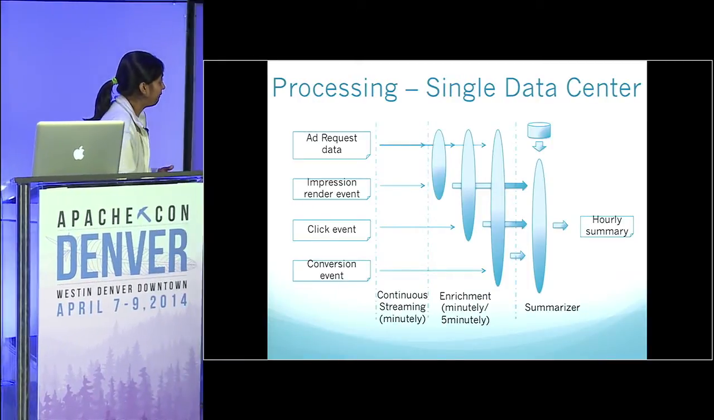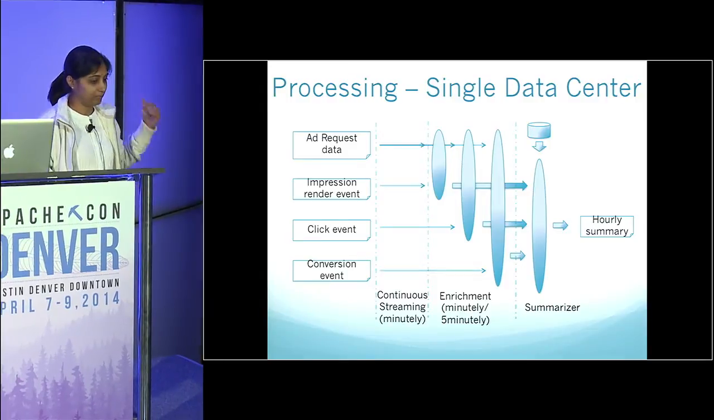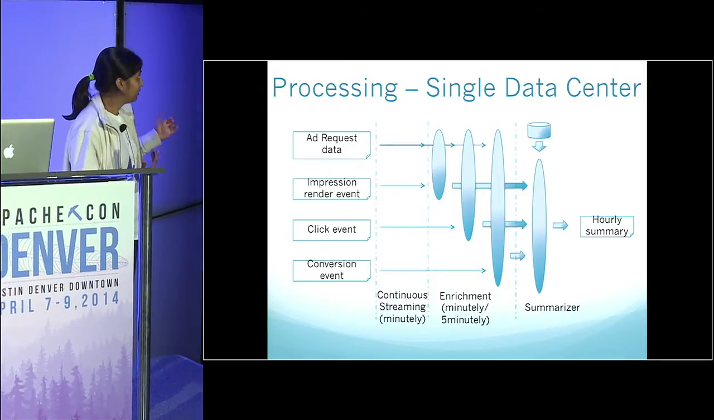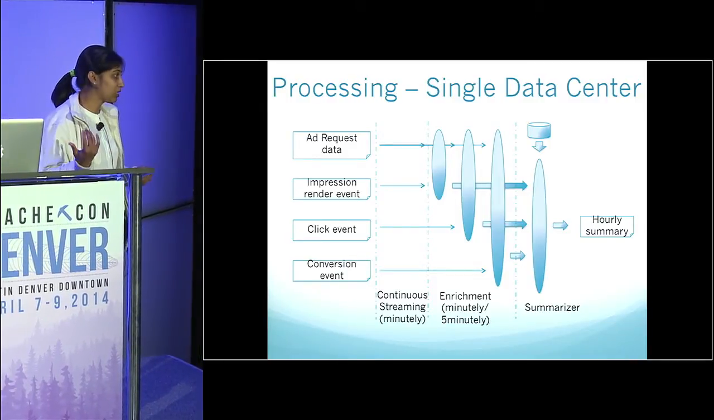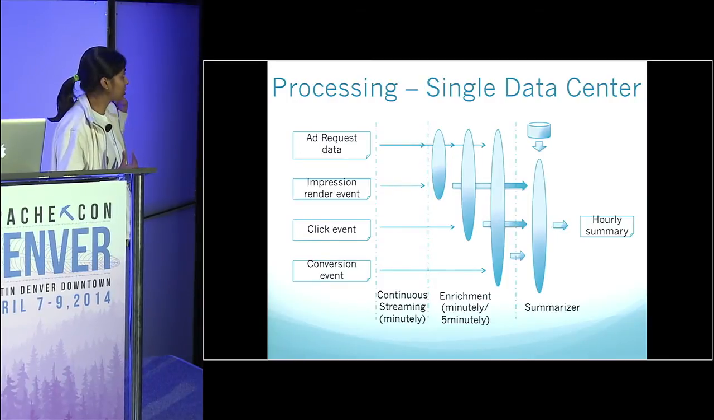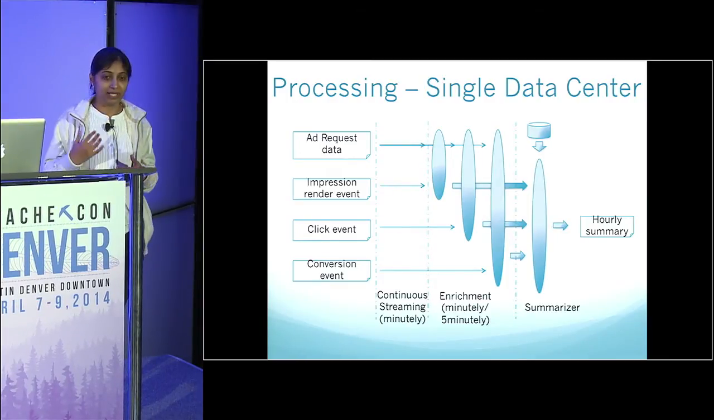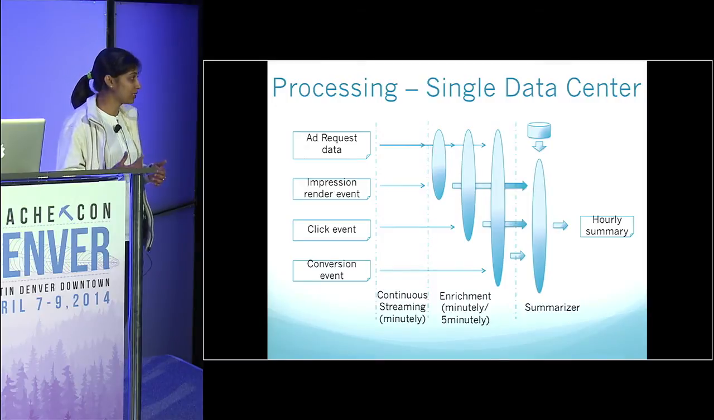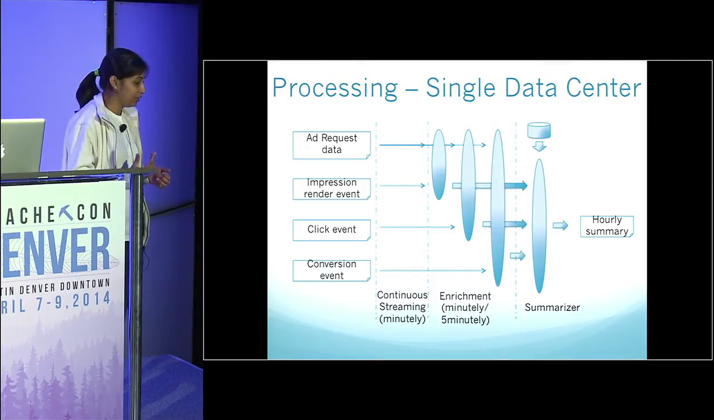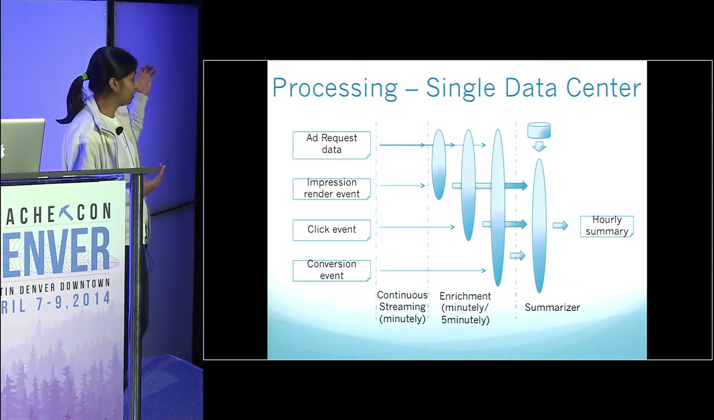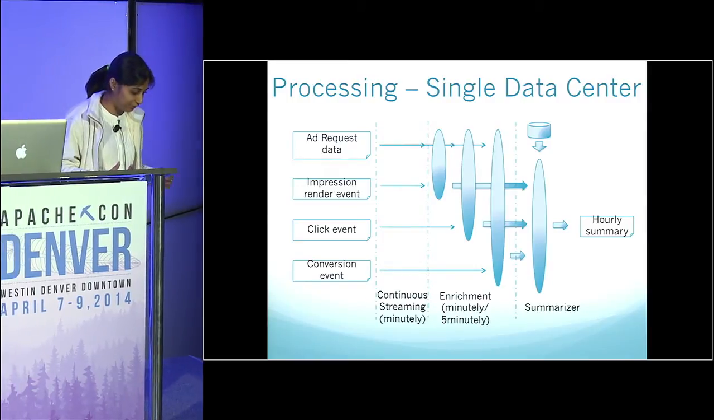So we have various kinds of data. When a user requests an ad, all the details are logged as request data, request logs. And when an ad is served for that request, it's called an impression. And all the impression details are stored as an impression log in the application server.